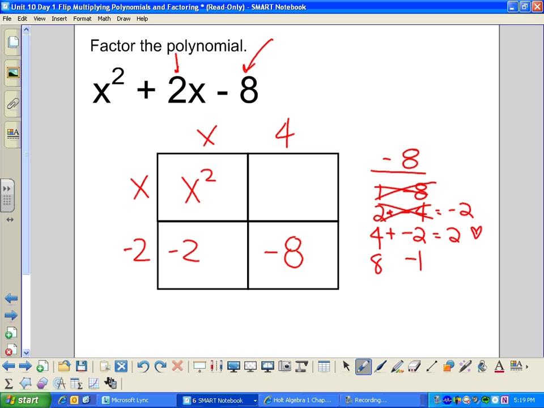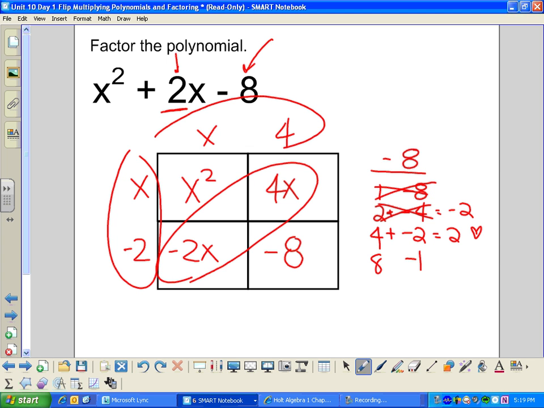This will be negative 2x, and this will be 4x. And I do know that when I combine them together, it does give me positive 2. So my factors are going to be x minus 2 times x plus 4. Sounds like puzzle or detective work here.